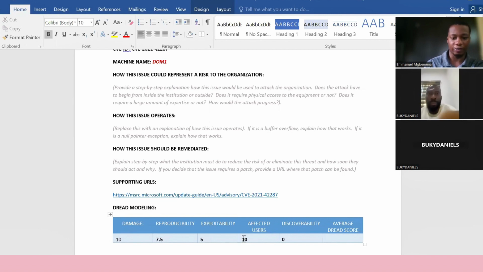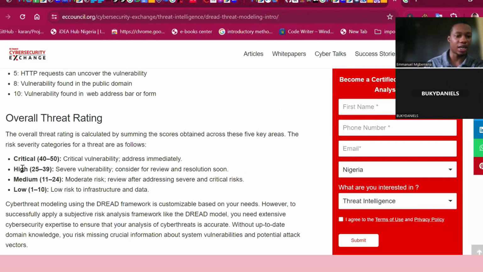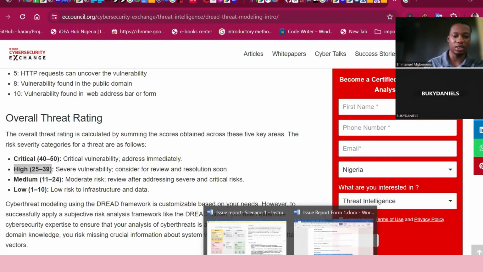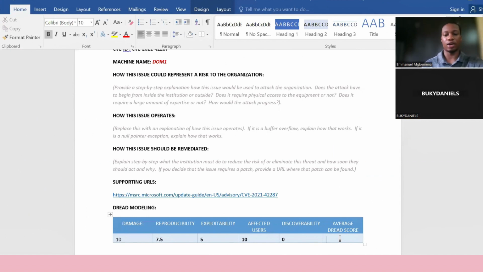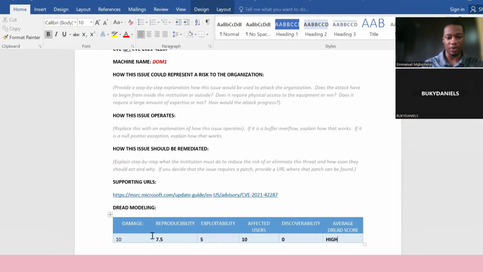Then 22.5 plus this, that is 32.5. So 32.5, let's see where it falls under. 32.5 falls under high. So we can easily see our average listening is high. Then they said average dread score, so since they said average, we do the 32.5 that we got divided by 5.